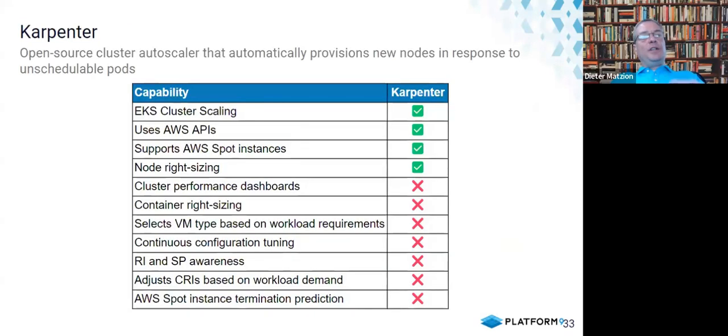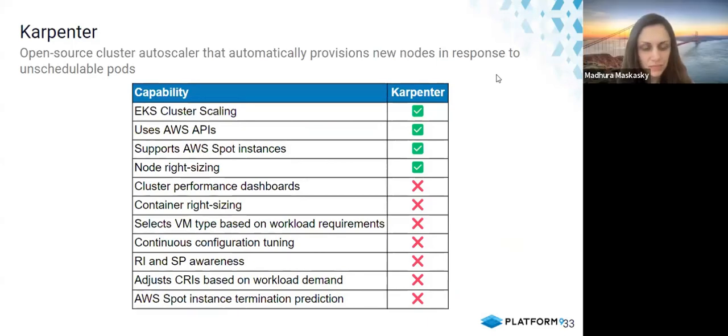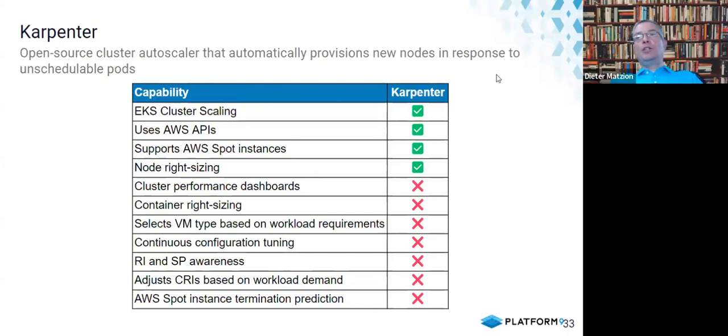Okay, let's look at the next one. So, Madhura, you actually asked me to show some screenshots of Karpenter. I wasn't able to find any because that's actually the fifth item from the top. Cluster performance dashboards don't exist. So, step one: Karpenter is a great tool for Kubernetes, mind you. It is an open source cluster autoscaler that automatically provisions new nodes in response to unschedulable pods.